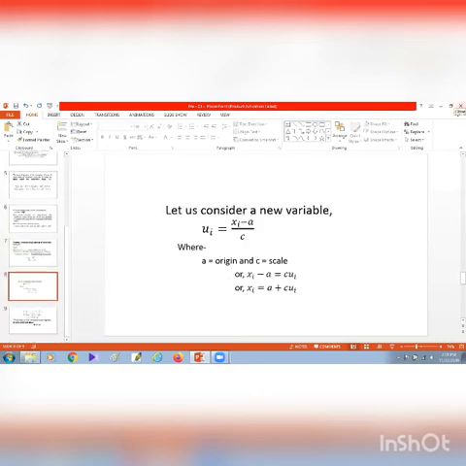To prove or to represent a property through origin and scale, for a single variable we have to consider a new variable. For double variables, we have to consider two new variables. Since in arithmetic mean there is a single variable, we consider a new variable ui, which is xi minus a divided by c, where a and c are the origin and scale respectively. And by cross multiplication, we get xi minus a equal to c ui, and by transposing, xi equal to a plus c ui.